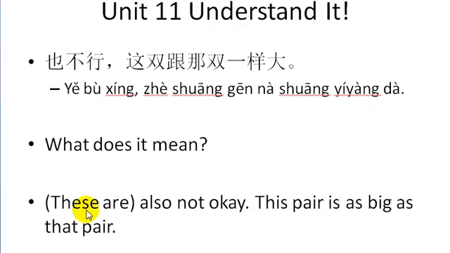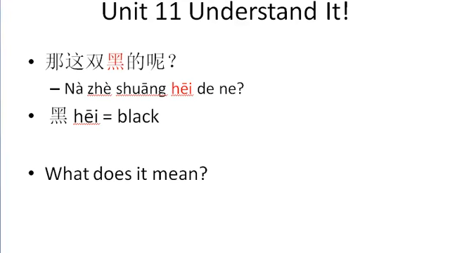Okay, I put these are here because in the sentence before, everyone knows that they're talking about Wang Peng's shoes that he brought back to the store and that he wants to exchange. So that's what I mean by these are. But in Chinese, they don't need to repeat that. So he just says, also not okay. 也不行. 这双, this pair, 跟那双, that pair, 一样大, is as big as. Okay, so he's saying that this pair is as big as that pair. They're the same size. All right, next the 售货员 says, 那这双黑的呢?